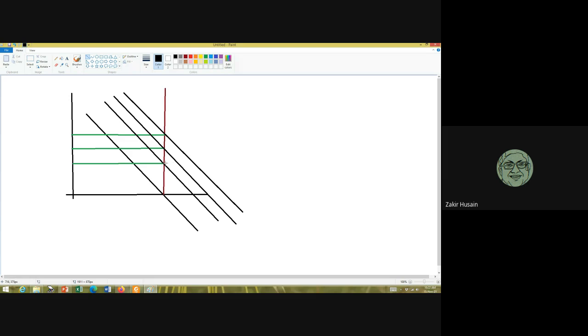So it was passed through this connection. It's better if you draw the long run Phillips curve first, then draw the inflation rates, and then draw the short run Phillips curve. That will be, I think, easier for all of you. Is it okay? Yes, sir.